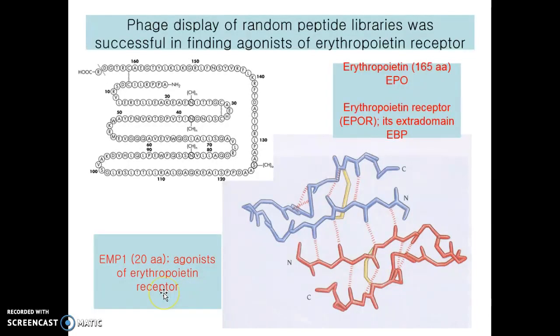erythropoietin receptor. The receptor, the EPOR, has an extracellular domain. For this study, they just used its extracellular domain called EBP. They were successful in obtaining this 20 residue long dimeric form mimicking EPO. We're going to see how they achieved this goal.